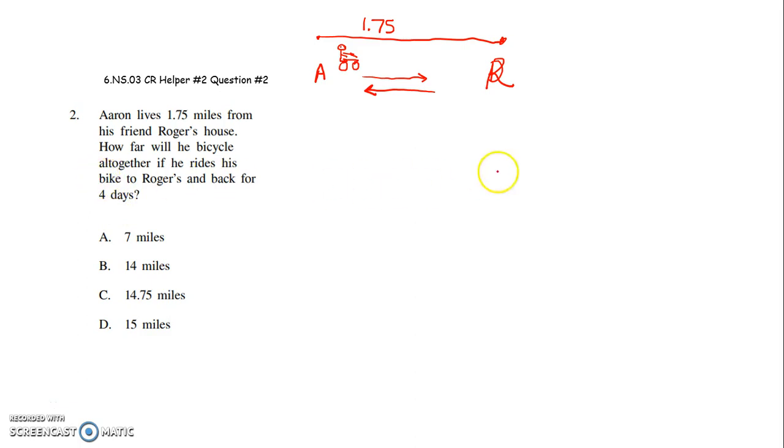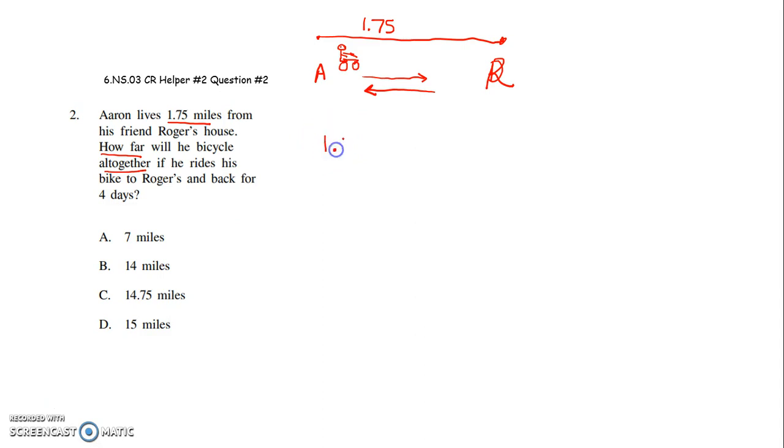There are lots of ways to go about this. You could figure out how far he goes in 1 day and then figure out 4 days. That might be a good way to go about it. It's 1.75 miles from his house to his friend's house, and we want to know how far he will have gone if he rides back and forth for 4 days altogether. So let's just figure out 1 day.